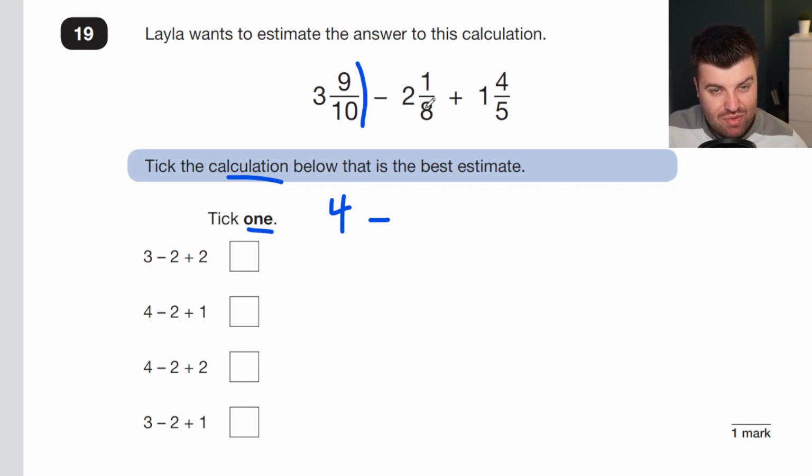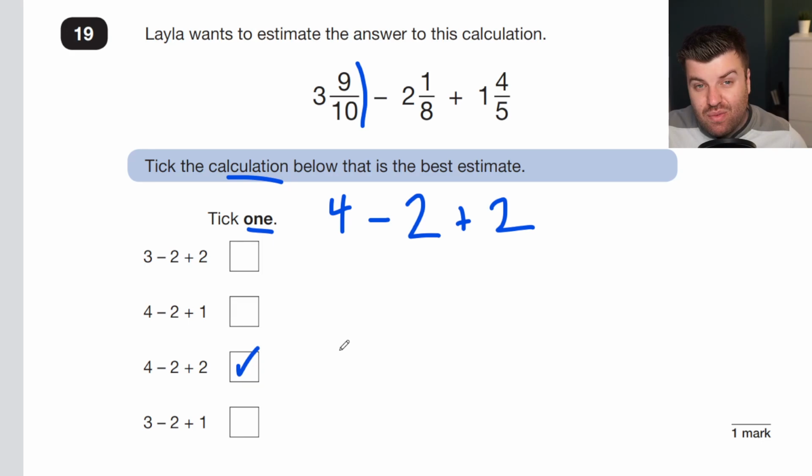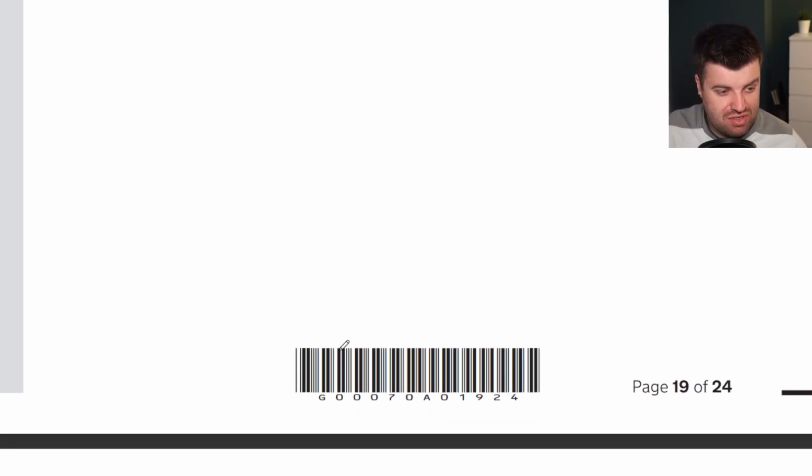Subtract 2 1/8. 1/8 is really close to just being 2. So it's only 1/8 extra. So I'm going to treat this as 2. And then here, 1 4/5. Again, 4/5, a high fraction there, close to 1 whole. So I'm going to treat that as a whole, and I'm going to treat it as plus 2. So a good estimation here would be 4, subtract 2 plus 2. And we can tick that there. It's just basically the whole number that we're closest to.